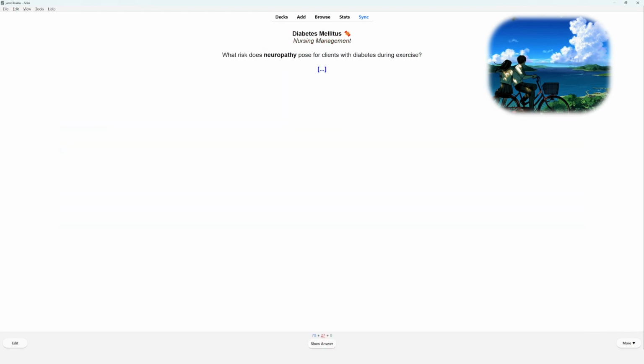What risk does neuropathy pose for clients? It's just very unsafe. Skin breakdown, joint damage. Where should the patient not apply moisturizing cream? Definitely nothing between the toes.